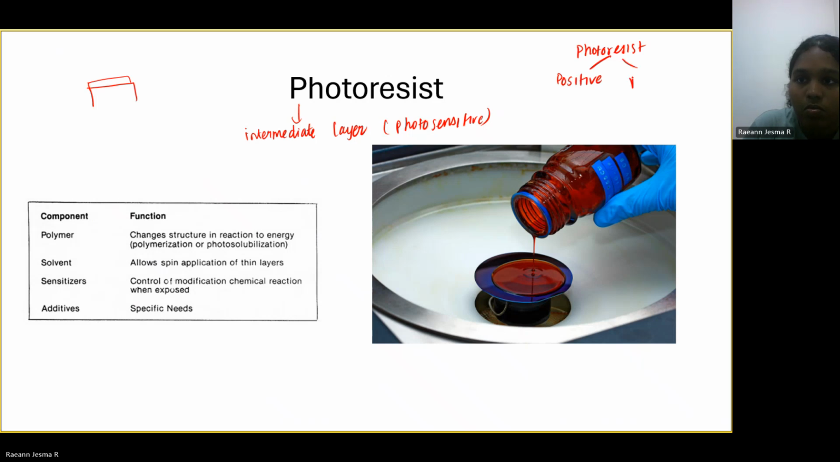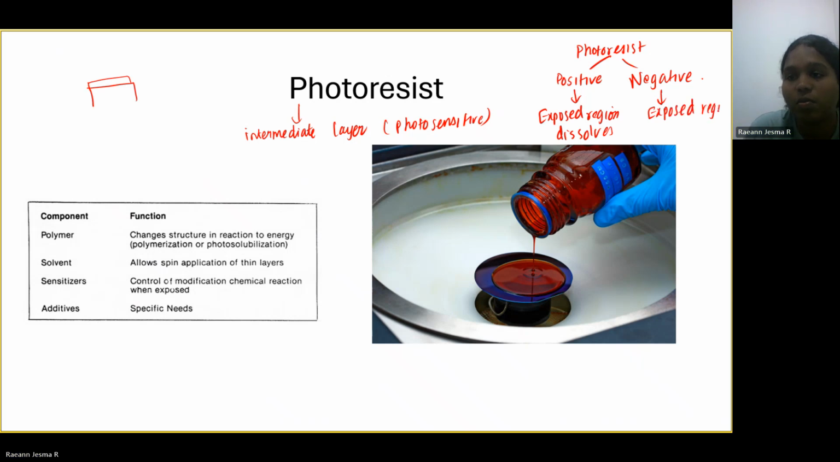So in positive resist, the exposed region will get dissolved. In negative photoresist, the exposed region does not dissolve, it remains. So the remaining region will get dissolved.